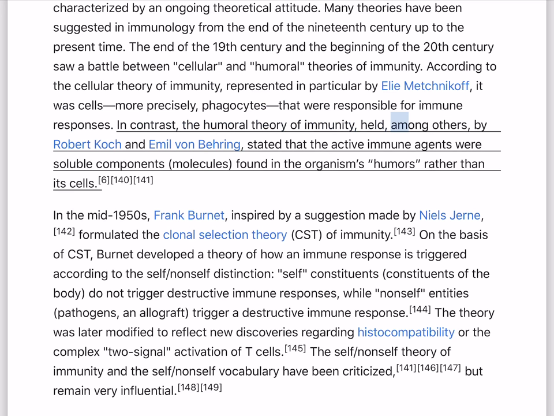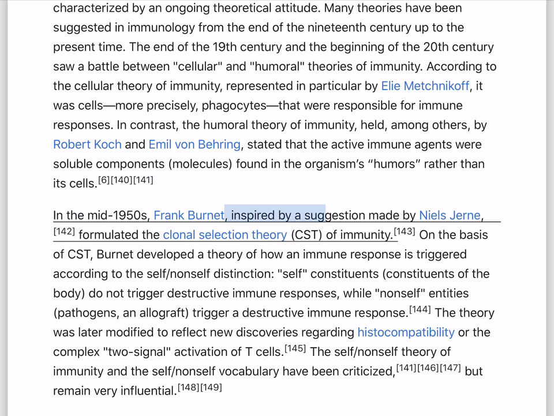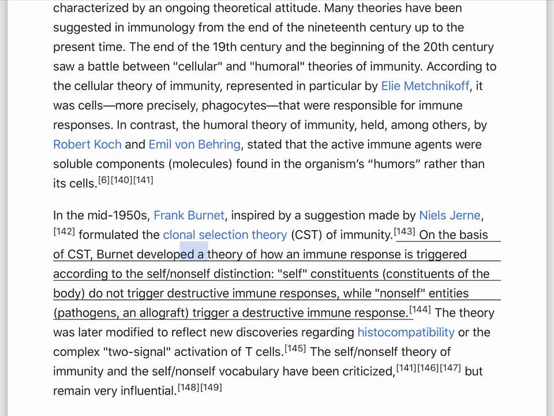In contrast, the humoral theory of immunity, held, among others, by Robert Koch and Emil von Behring, stated that the active immune agents were soluble components, molecules, found in the organism's humors rather than its cells. In the mid-1950s, Frank Burnet, inspired by a suggestion made by Niels Jerne, formulated the clonal selection theory, CST, of immunity.